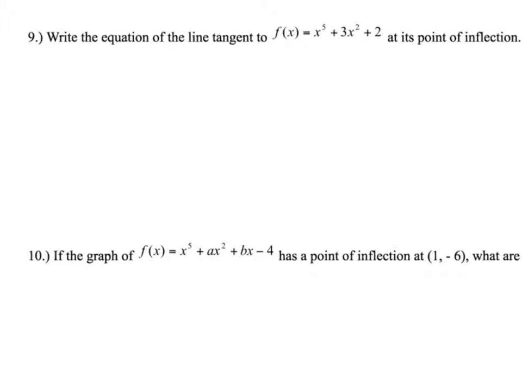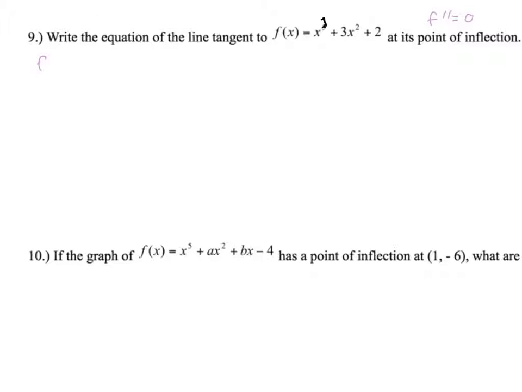Hey guys, there's a little bit of a typo here, so I had to take a quick pause. This should be a 3. If we want to write the equation of a line, we need a point and we need a slope. Well, the point that we have to find is the point of inflection. We know that at the point of inflection, the second derivative is equal to 0.